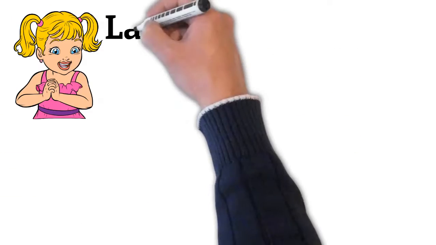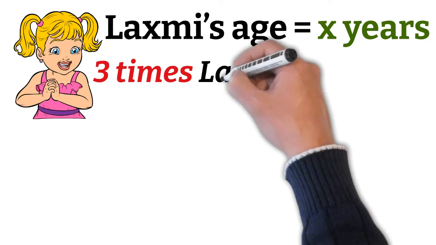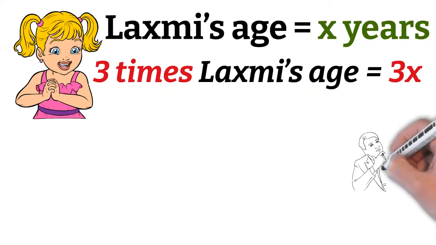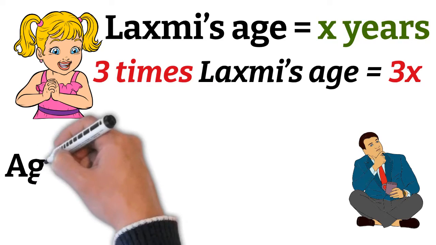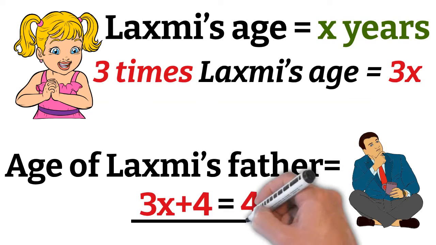Let Lakshmi's age be x years. Then 3 times Lakshmi's age will be equal to 3x. Lakshmi's father is 4 years older than 3 times Lakshmi's age. Thus, age of Lakshmi's father will be 3x plus 4. Now, as age of Lakshmi's father is already known, that is 49 years, we can write 3x plus 4 equal to 49. Thus, the equation is set. 3x plus 4 is equal to 49 is the equation.